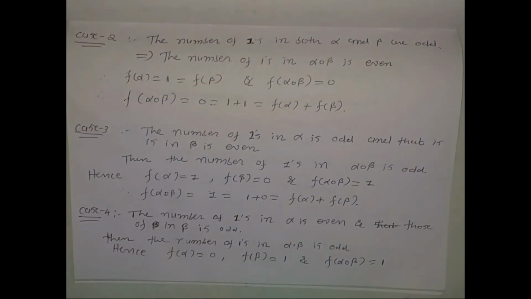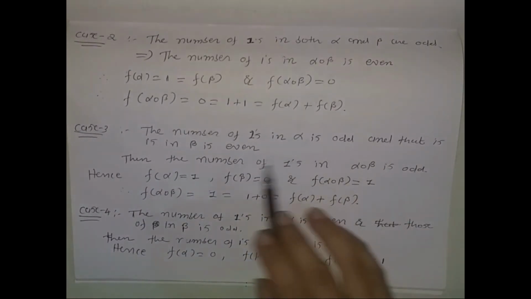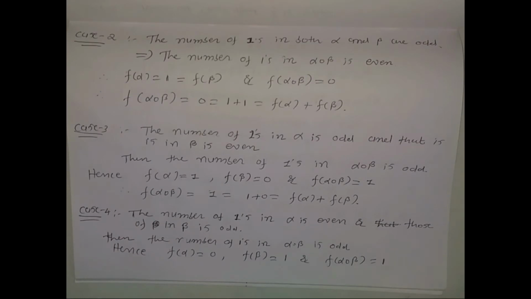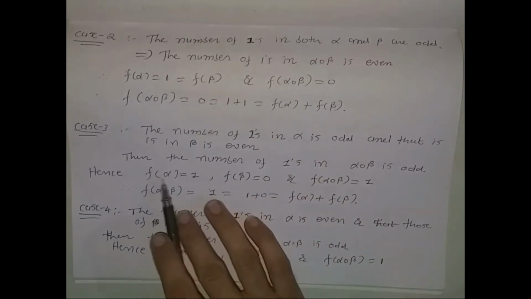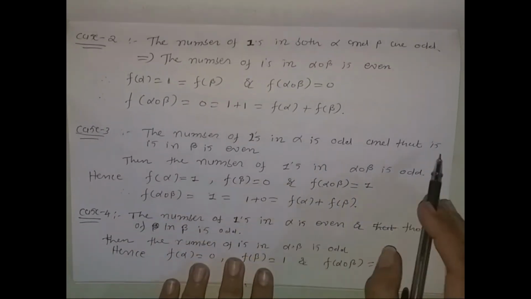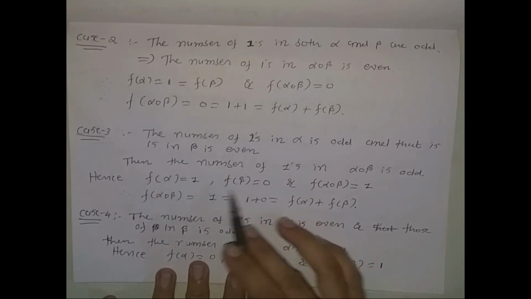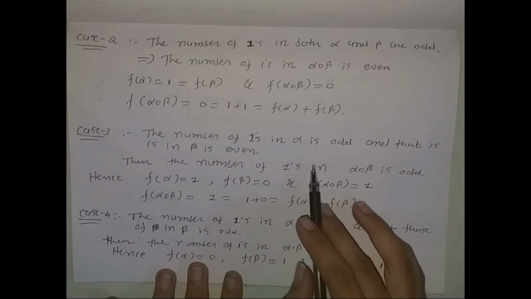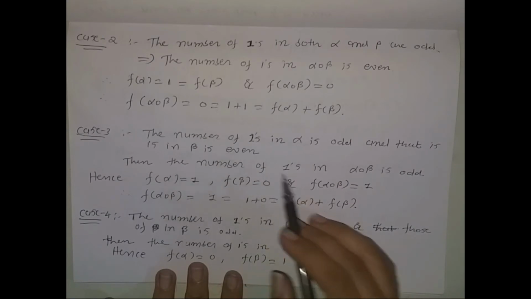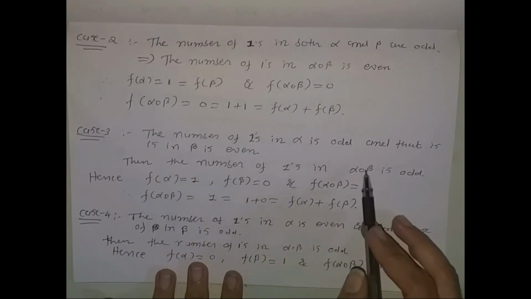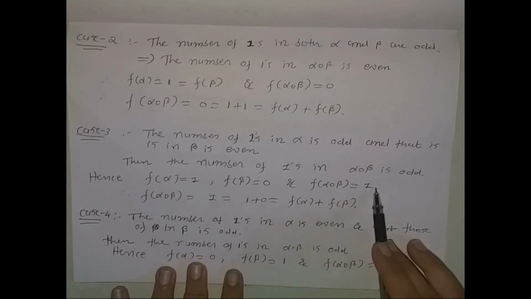Now case number 3 is that the number of ones in alpha is odd and that in beta is even. The number of 1s in alpha is odd, so f of alpha is equal to 1, and that in beta is even, so f of beta is equal to 0. Then the number of ones in alpha catenation beta, the addition of even plus odd, is odd, so f of alpha catenation beta is 1.